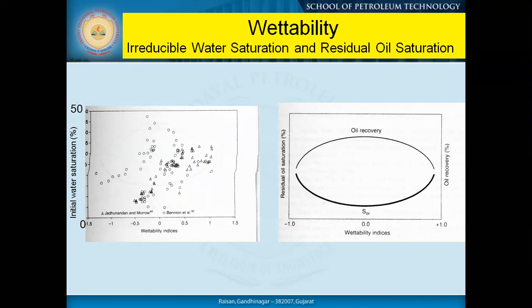Can anybody of you explain why this is the behavior of the left graph? Krishna, you see there is a trend. When you have a negative wettability index, the initial water saturation is less. But once we move towards the right side, in general, the wettability is high, sir.